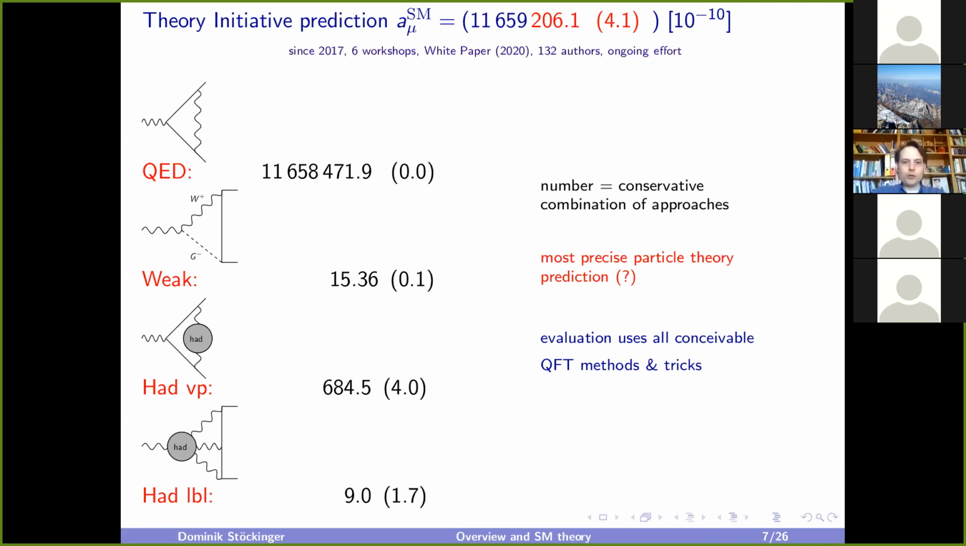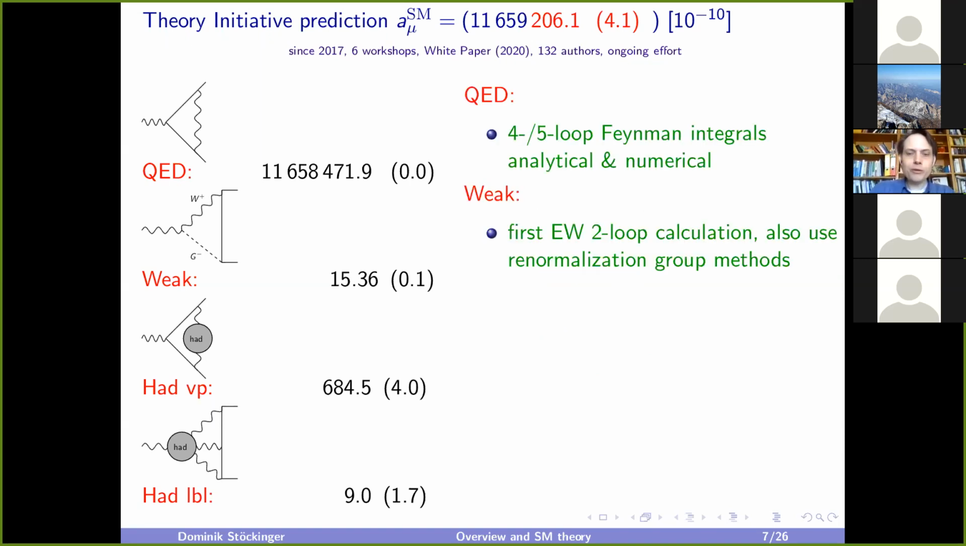And the evaluation that goes into this number is an incredibly complicated calculation, which you can use basically to teach quantum field theory, because essentially all conceivable quantum field theory methods and tricks are used in getting this number. So let me just give you some few highlights. Of course, the most important contribution is from QED. And here we need 4-loop and up to 5-loop Feynman diagrams.